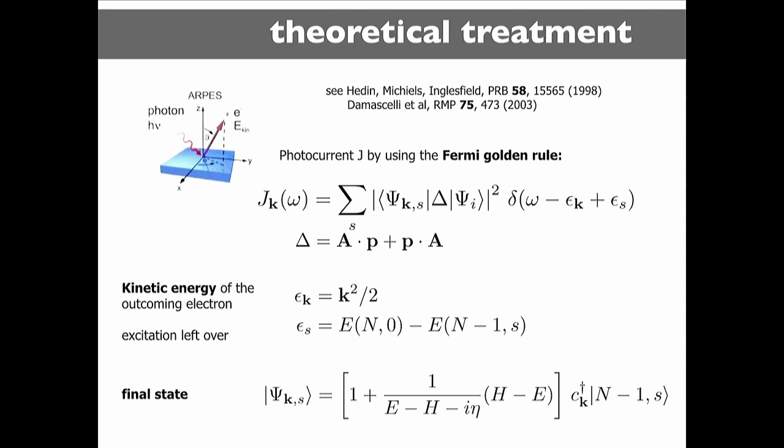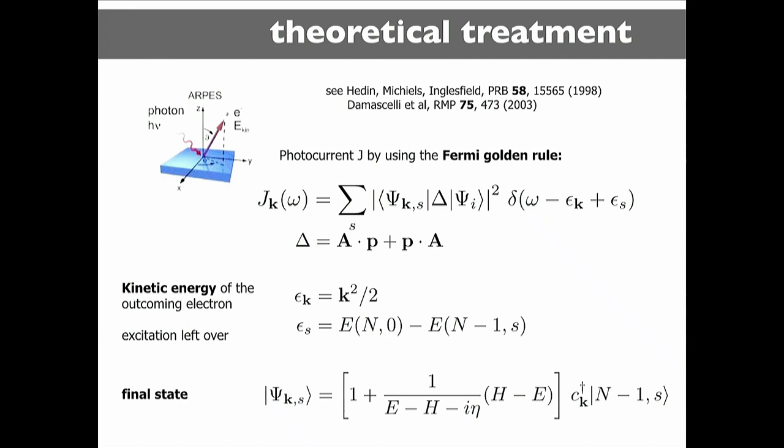Here the notation that I'm going to use throughout the talk is that n is the number of particles, zero is the ground state, and s in this form just labels any excitation of the system, in this case at n minus one electrons. So the final state can be written in this form here. Basically we start with a system with n minus one electrons excited, and we add a free electron in vacuum. And then we have this term here that comes from scattering theory, which takes into account the fact that the process is way more complicated.